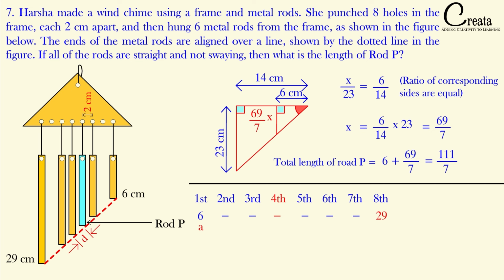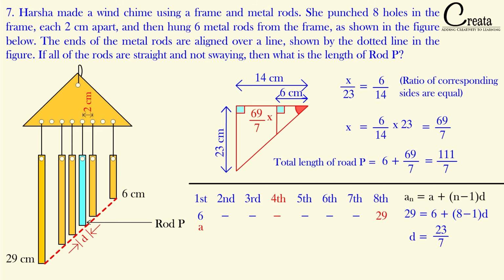So we will apply the AP formula, that is An is equal to A plus (N minus 1)D. The last item is the 8th item. So here N will be equal to 8 and A is equal to 6 centimeter. Let's put the values. We got D as 23 upon 7 centimeter. So we got the D, that is the distance between the two items or the two components.